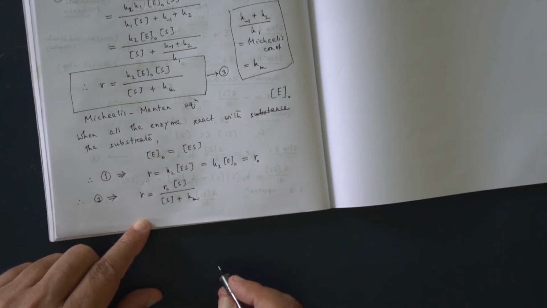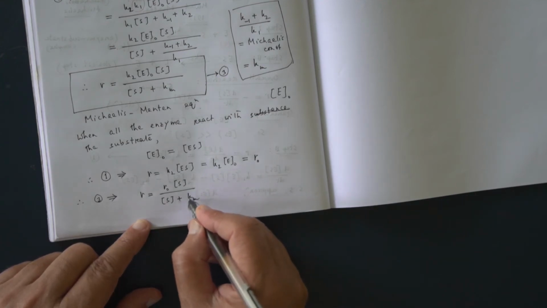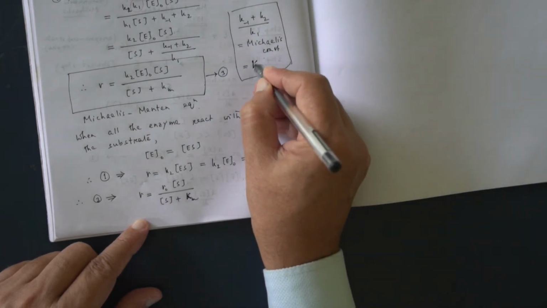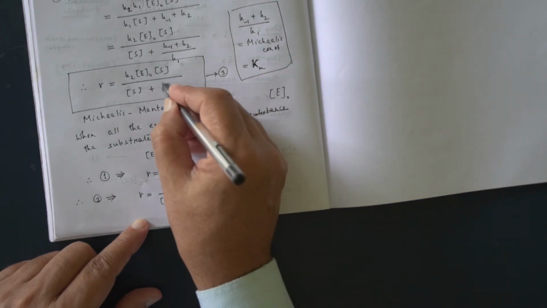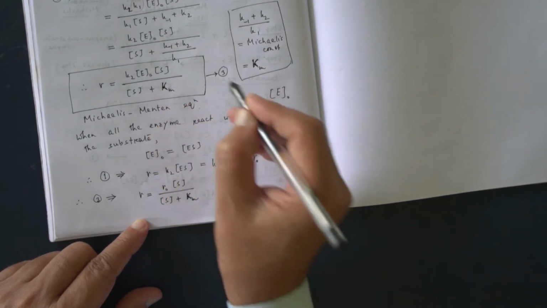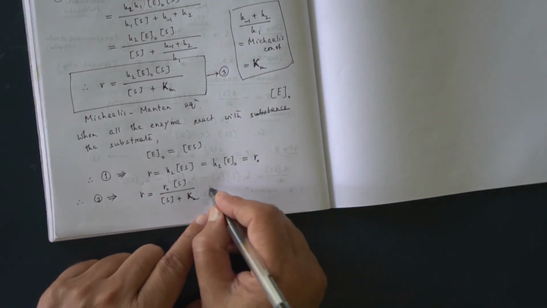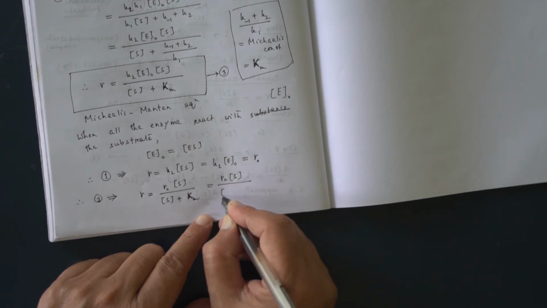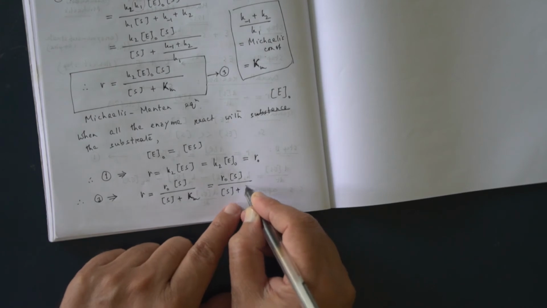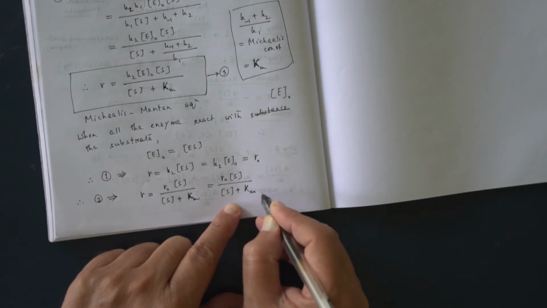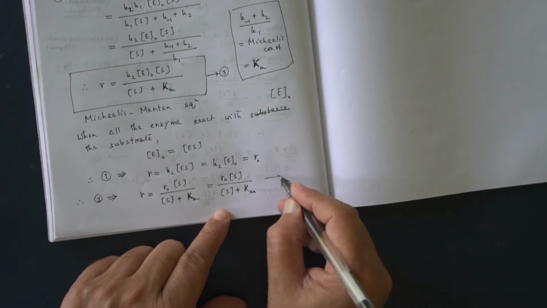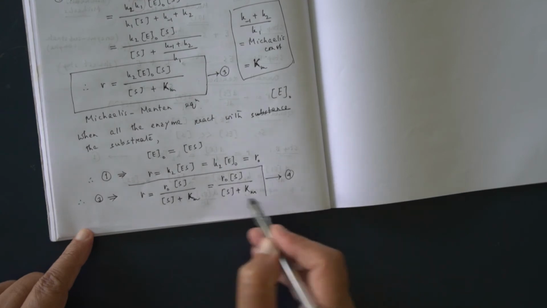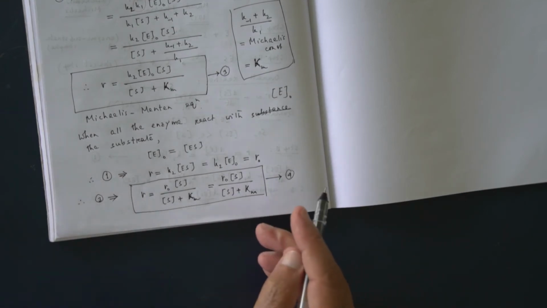Km, so let me write it capital K, the Michaelis constant. Okay, let me write once again: R equals R naught S plus Km, where Km is the Michaelis constant. Okay, this is equation number 4.